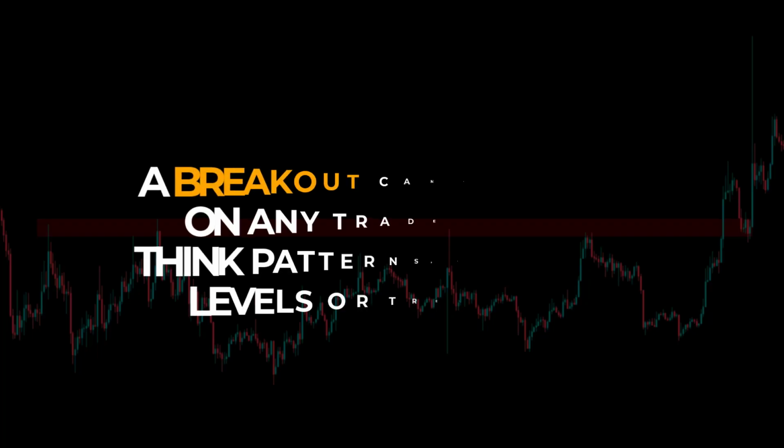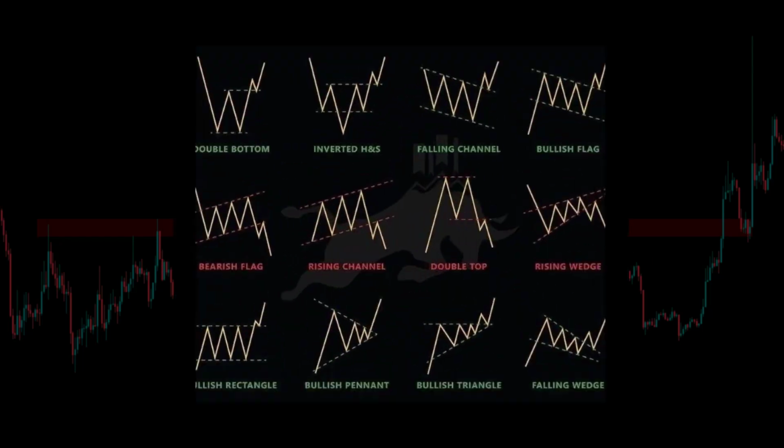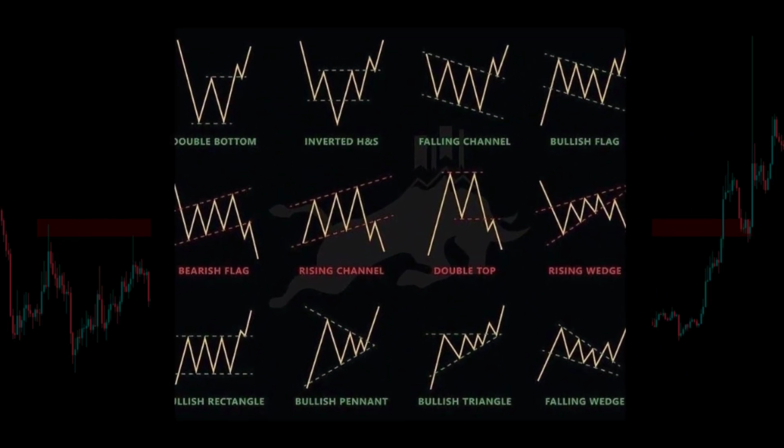Now that you know what a breakout exactly is, it's important that you remember that a breakout can take place on every trading pattern and on every horizontal resistance level or horizontal support level. There are many different trading patterns. I just showed you only the falling wedge and a horizontal resistance level, so you should know that the breakout can occur on any pattern. Since I'm not going to explain to you in this video all the patterns that exist, I'll just show you an overview of possible patterns that can appear on the price.